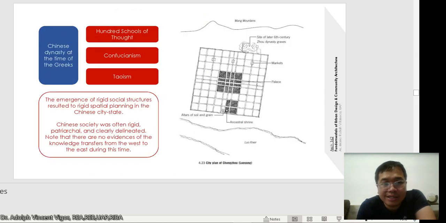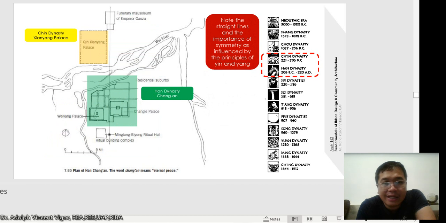Okay, so let's look at the Qin Dynasty Xianyang Palace. Here we have the residential suburbs. This is the Changle Palace and the Weiyang Palace, Han Dynasty in Chang'an. Note the Qin Dynasty and Han Dynasty. Note the straight lines and the importance of symmetry as influenced by the principles of yin and yang.